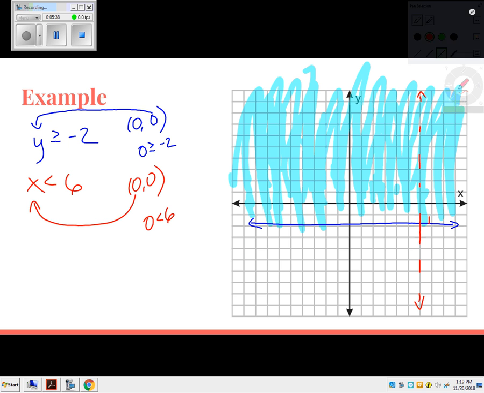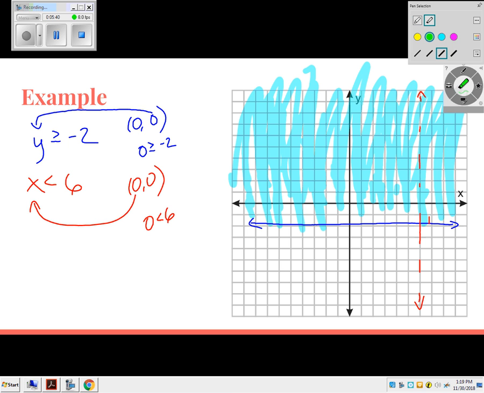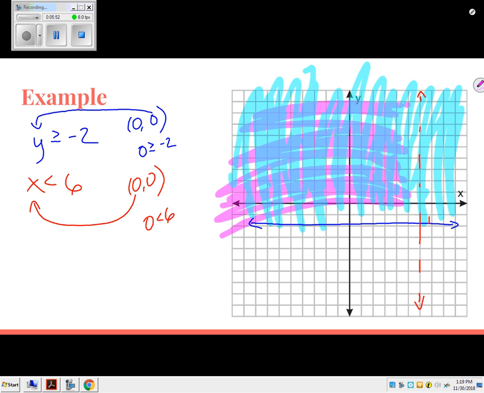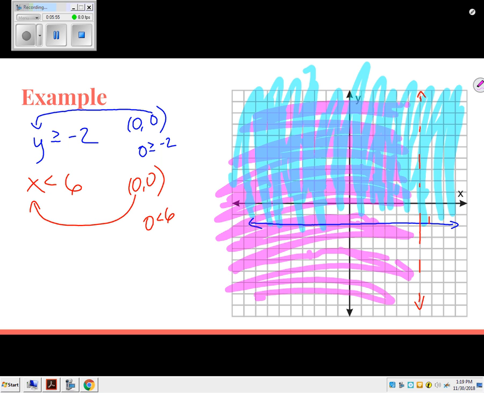So what I want to do is shade where 0, 0 is, according to this red line right here. So that would be everything over here on this side. Oh, wow. So is the whole thing shaded? Well, this isn't shaded. What is my answer? The part where it overlaps is going to be my answer.